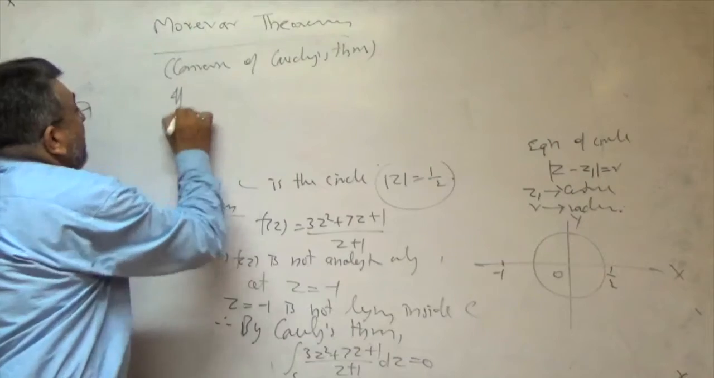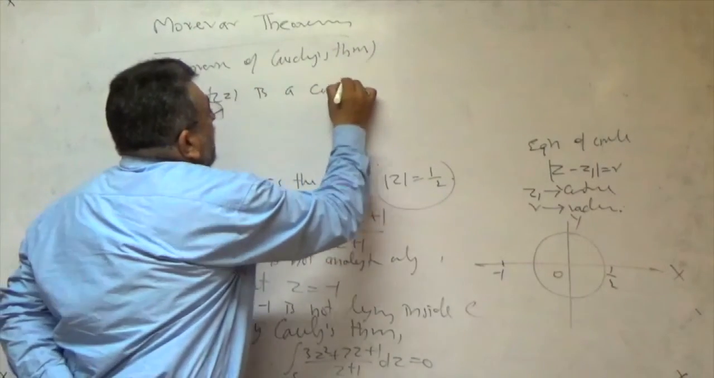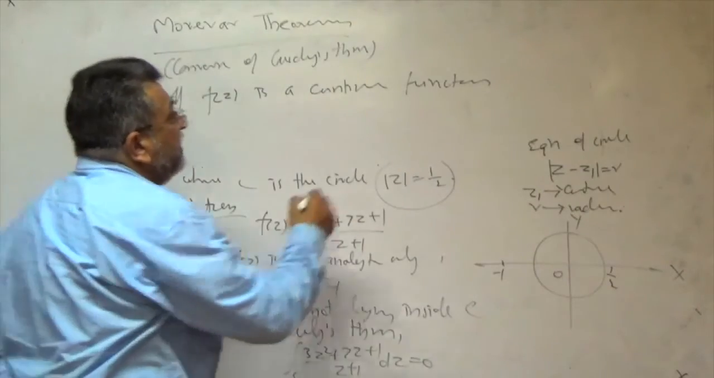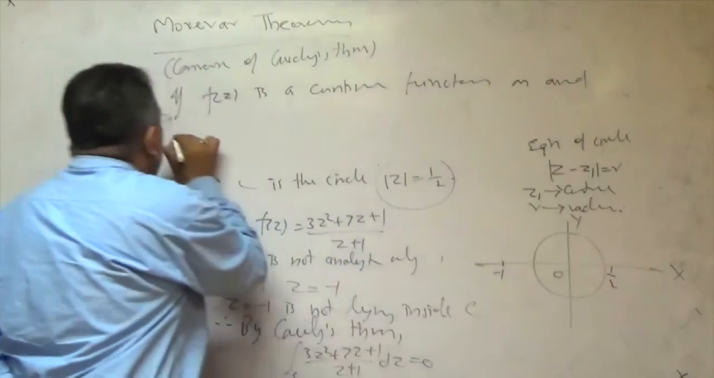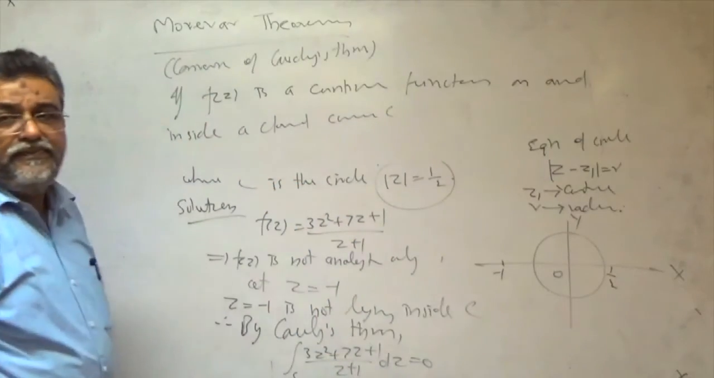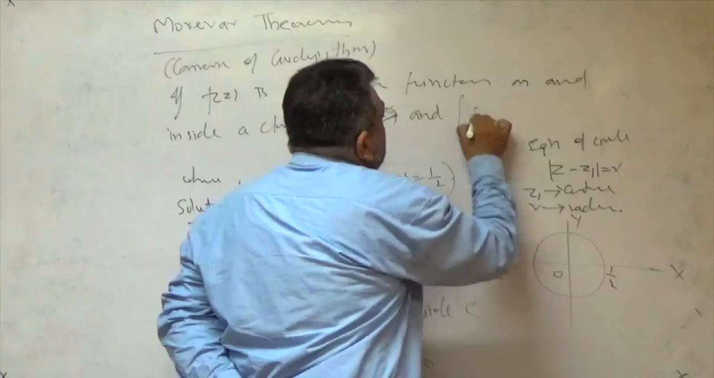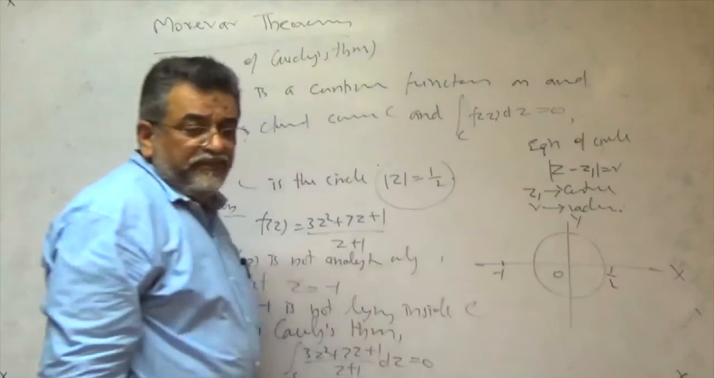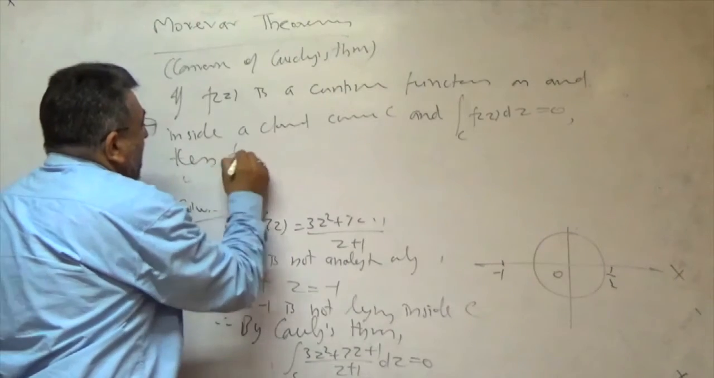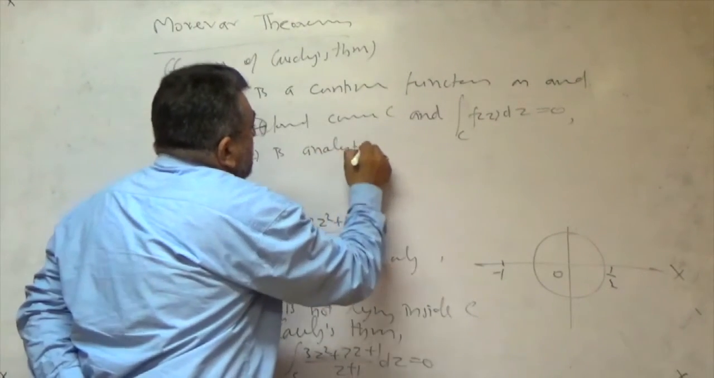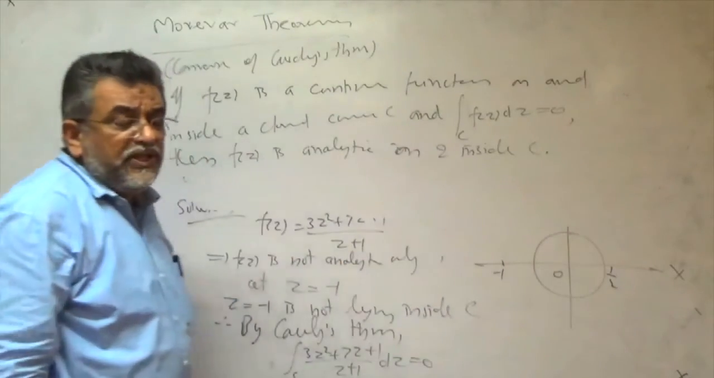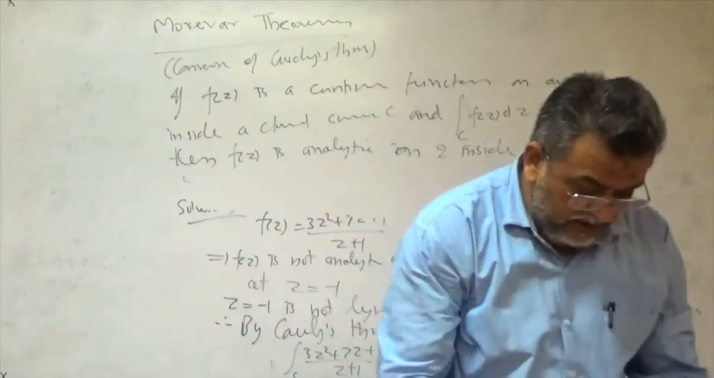So here the statement: if f(z) is a continuous function on and inside a closed curve C, and the integral over C of f(z) dz equals 0, then f(z) is analytic on and inside C. This is the converse of Cauchy's theorem and is called Morera's theorem.